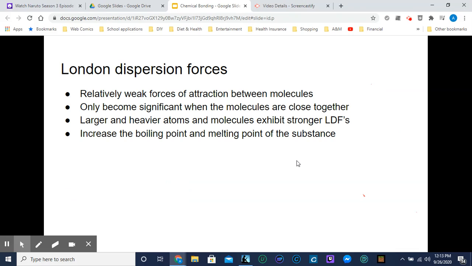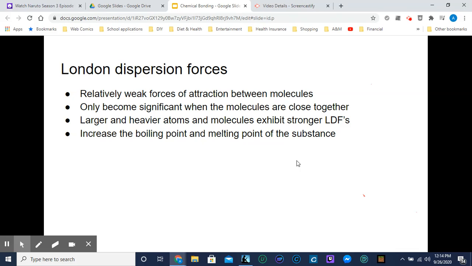London dispersion forces are going to be present with all covalent compounds. Right? These are very weak forces of attraction between the different molecules in a covalent compound sample. They only really become significant when the molecules are close together, which means when it's in solid state is when they really matter. The larger and heavier the atom is, the stronger the London dispersion force is going to be between those molecules. And what they're going to generally do is increase the boiling and melting point of a substance.